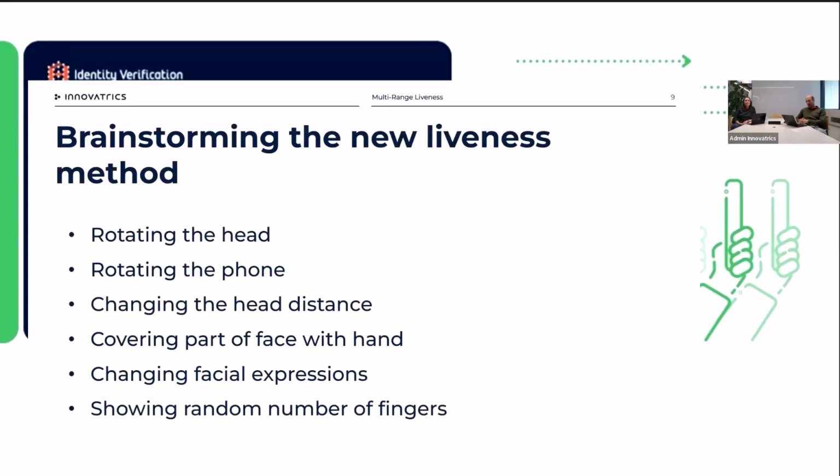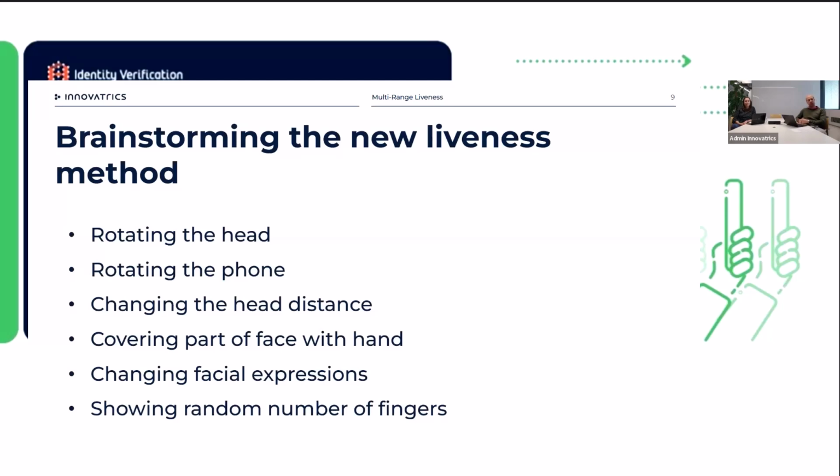When designing the new liveness method, we had three main criteria which we needed to follow. It needed to have the randomness factor in it. It needed to have a high completion rate, meaning the UX needs to be good, and the liveness had to be technically feasible to achieve with a phone or a web camera and with the algorithms that we have.